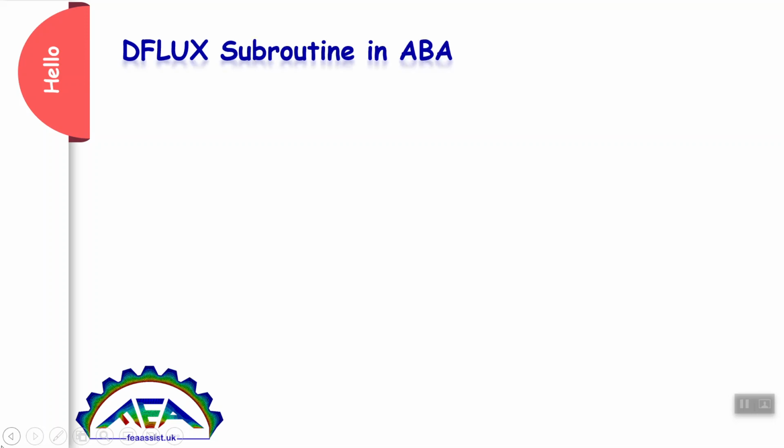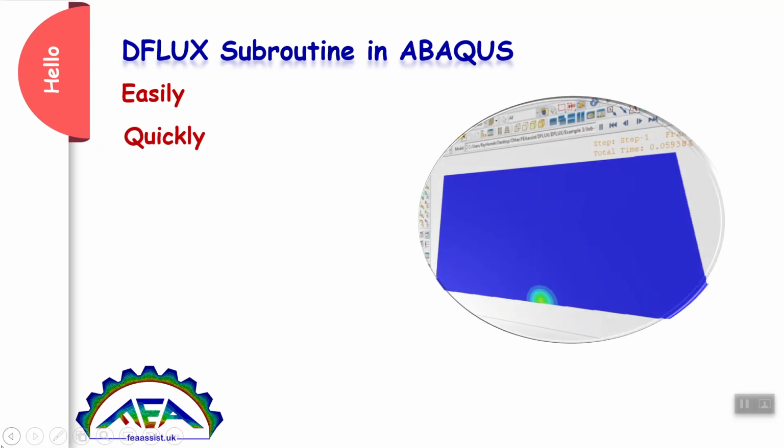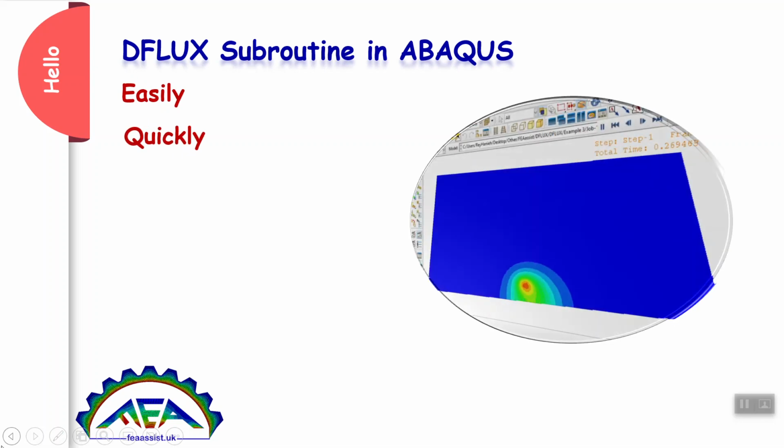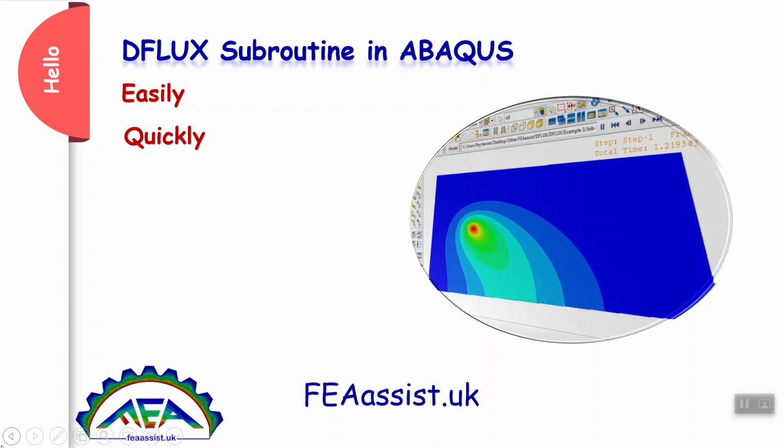Hello, you want to learn the DFLUX subroutine in Abaqus easily and quickly. Indeed, DFLUX is a subroutine to define heat flux in heat transfer problems and mass flux in mass diffusion problems. In other words, if you want to have a movable heat source like a laser, or a movable object in your problems like carbon atom diffusion, you need to define a DFLUX problem. Stay with us.